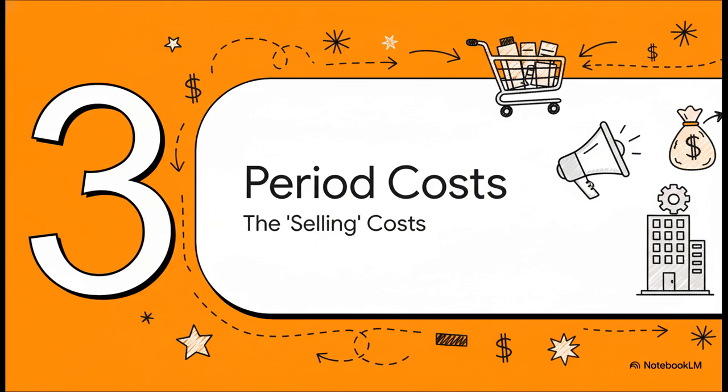But what about everything else? All the other costs a business has that aren't part of the physical product? Well, that's our second bucket, period costs. You can basically think of these as the costs of selling the coffee and just running the business in general.